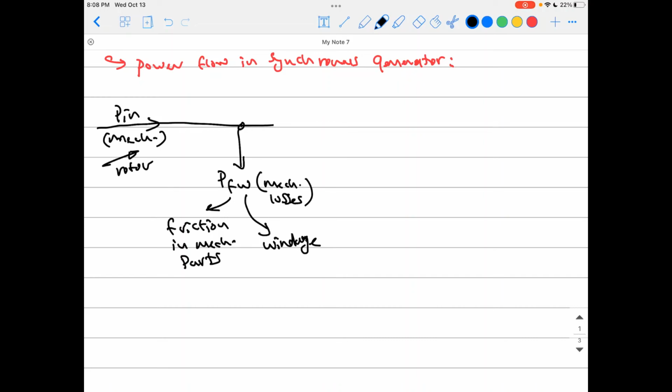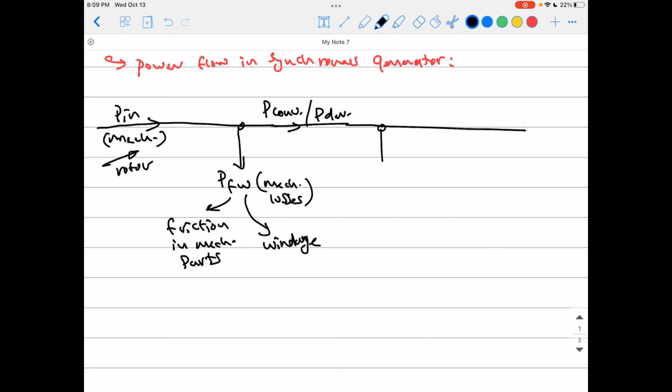Like we said, the friction and windage losses are most of the time determined in laboratory tests, or by using empirical formulas taken from catalogs and from the manufacturers. The rest of it is your converted power, P converted. Sometimes we call it P developed, so P converted or P developed should be the same. That is the rest of the power going to the rotor winding.